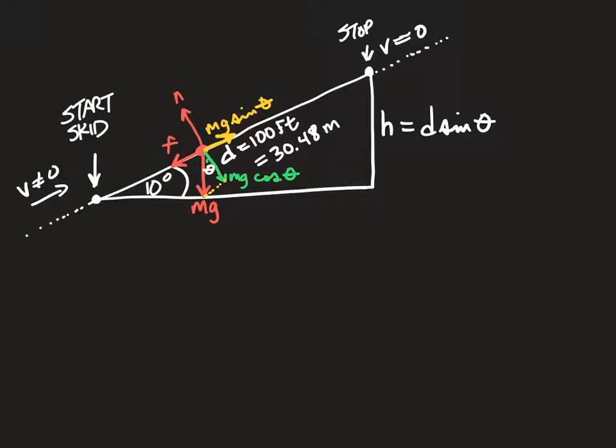All right? So this mg cosine theta is equal to the normal force. Does anybody remember why? Is there any acceleration in the y-axis? Meaning along the direction that the normal force acts? No. So that means those forces are equal and opposite.